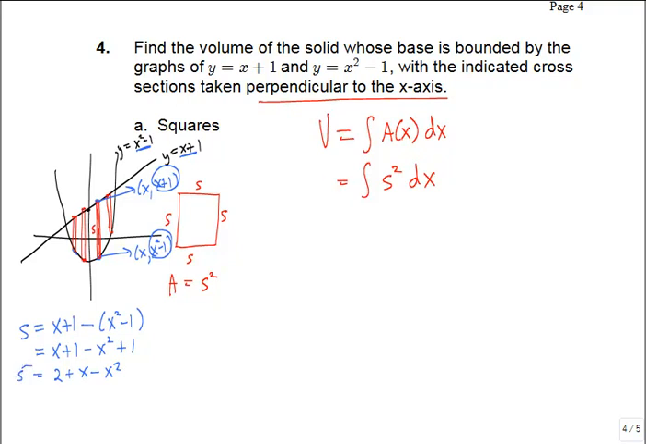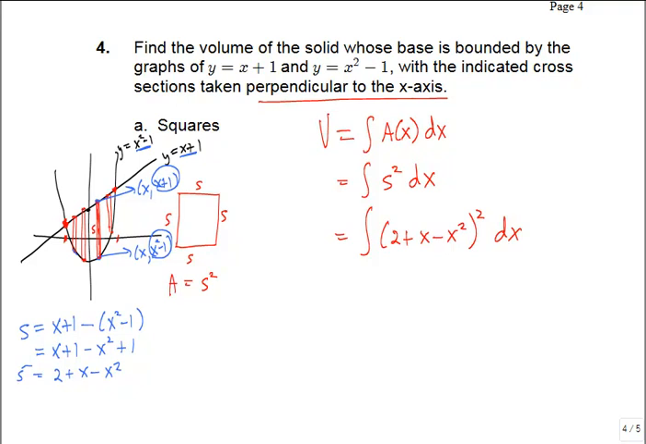So over here in my integral, this becomes (2 plus x minus x squared) squared. There's my side squared dx. And now I need to know my bounds, and the bounds aren't obvious. The bounds are going to be wherever this intersects over here, up to wherever this intersects over here. We need to know those two x coordinates of those intersection points.